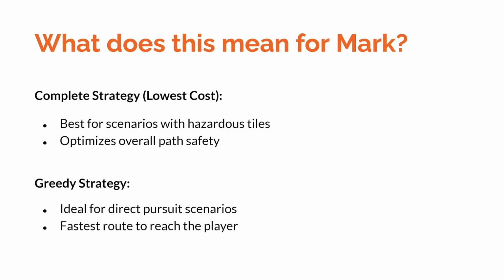So what do these findings mean for Mark's game development? Since we discovered that both the complete and greedy approaches often achieve similar results, Mark could strategically use this to create more diverse and engaging enemy behaviors. For instance, he could use the A-star approach for more tactical enemies that need to navigate hazardous terrain or complex battlefield layouts. So for example, enemies that need to preserve their health while advancing. And the greedy approach could be perfect for creating more aggressive enemies that rush straight at the player.